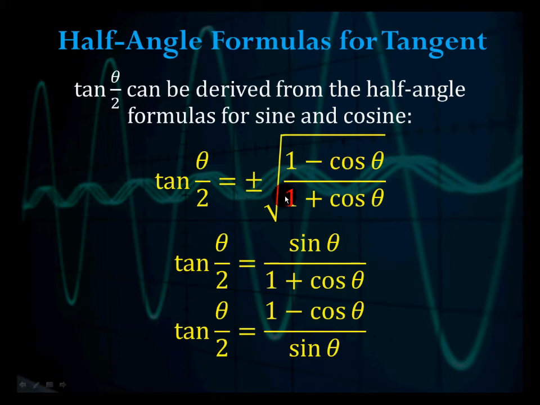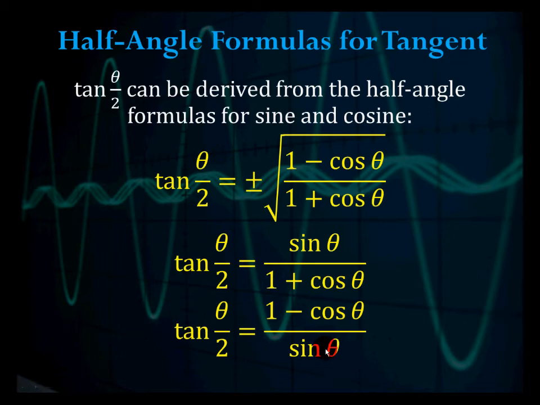I will tell you, you will almost never use this because it's a mess. What you could do is use one of these two. Tangent of theta over 2 is equal to sine theta over 1 plus cosine theta, or tangent of theta over 2 equals 1 minus cosine theta over sine theta. I will tell you that unless you're using cotangent, you're almost always going to use this bottom one. Why? Because it's simpler. You only have one expression in the denominator.